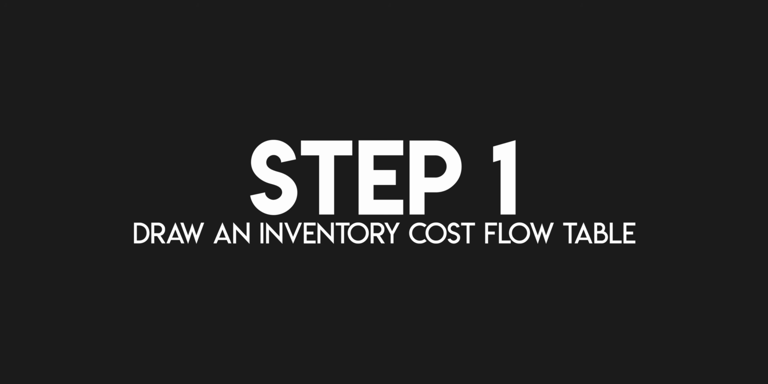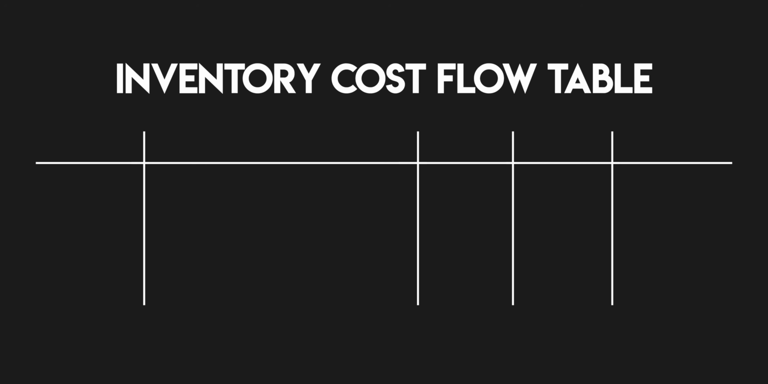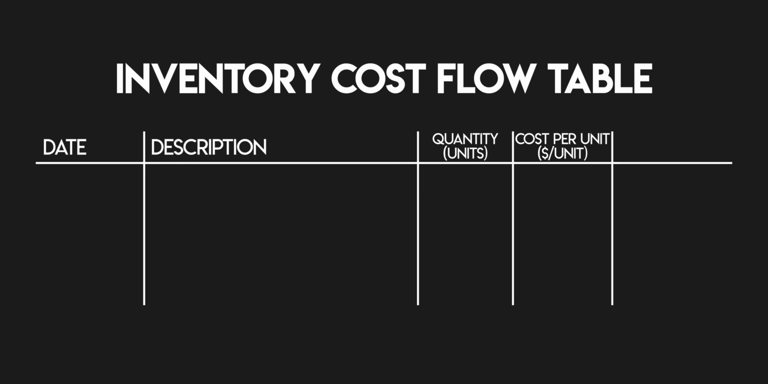Step 1. Draw an inventory cost flow table. This is a table made up of 5 columns: date, description, quantity, cost per unit, and total cost. Step 2. Enter what you know.